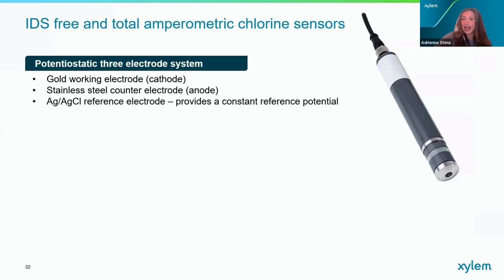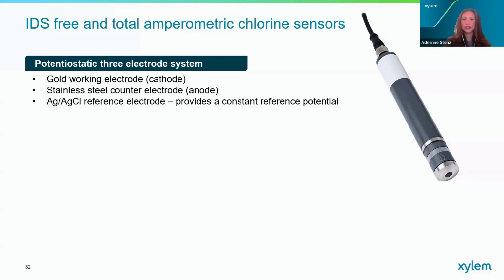YSI offers IDS amperometric sensors for monitoring free or total chlorine. Some of the features of the YSI amperometric sensors are that they utilize a potentiostatic 3-electrode system. So our YSI sensors contain not 2, but 3 electrodes within them, a gold working electrode where the chlorine species is reduced to chloride, a stainless steel counter electrode where chloride is oxidized, and a third silver-silver chloride reference electrode, which outputs a constant reference potential at all times.